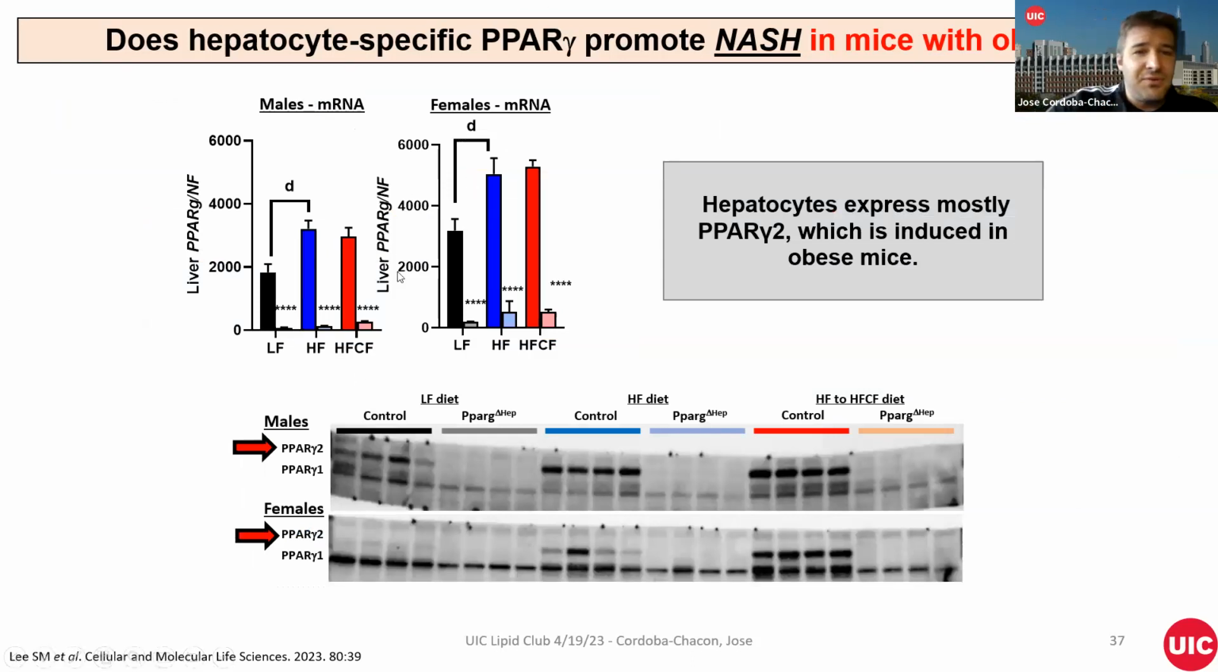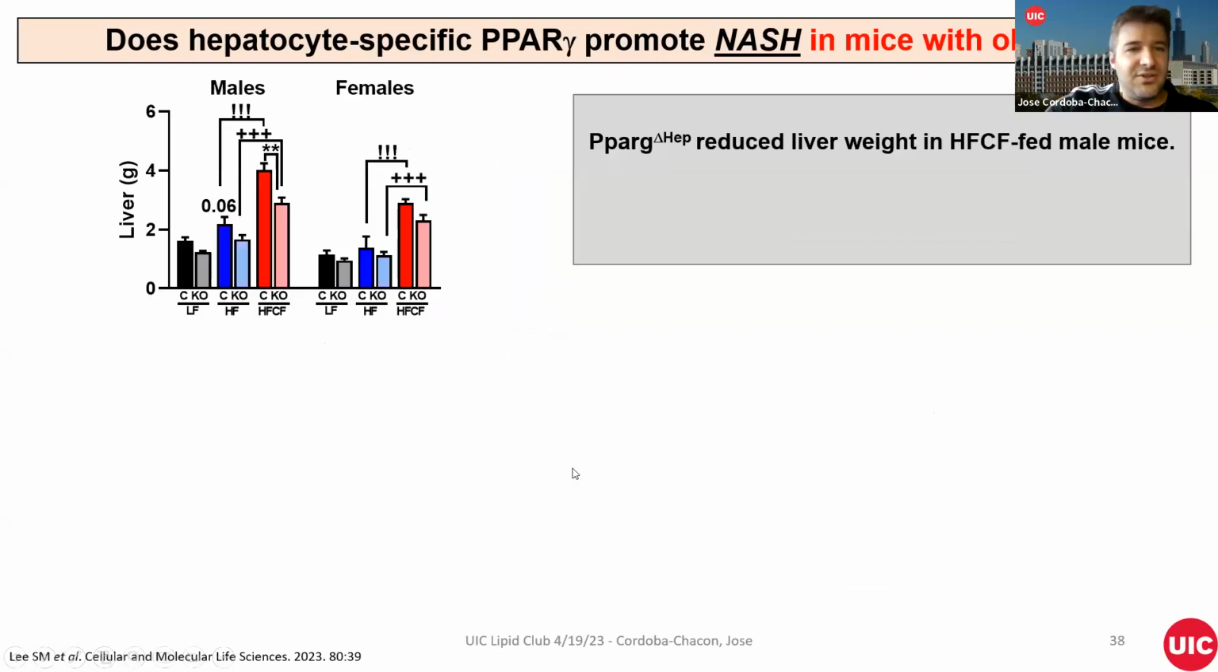In this case, both male and female mice with obesity have an increased expression of PPAR gamma in the liver. And the NASH diet didn't increase that expression, but it maintained the high expression of PPAR gamma. These are data from qPCR, and we also have similar data from Western blots. Also, both male and female mice with pre-established obesity show increased liver weight when they were fed the NASH diet.